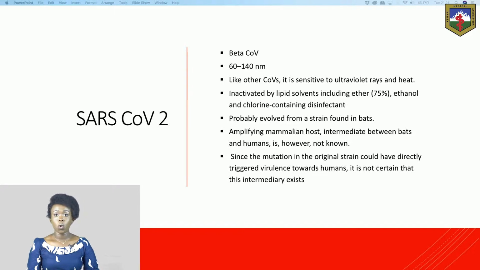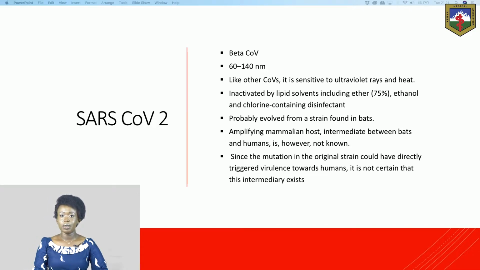Amplifying mammalian hosts are the intermediate between the bats and humans. And since the mutation in the original strain, this could have triggered the virulence that occurred in humans.